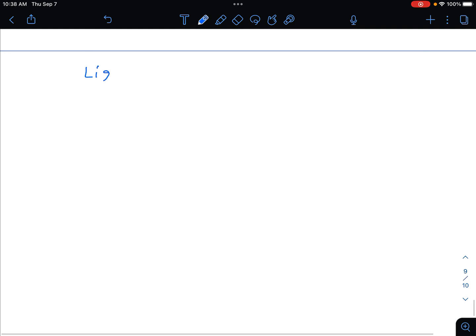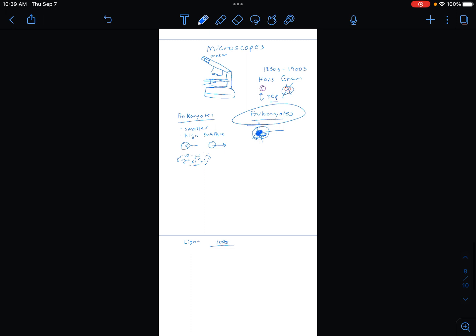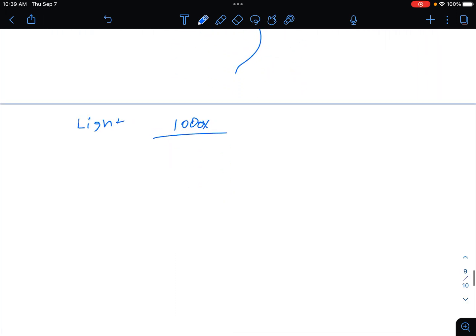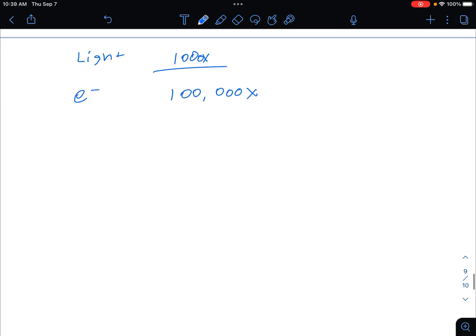Microscopes. In general, we're going to be talking about the light microscope. That will go up to 1,000 times magnification. That's the one we drew here earlier in this little art project. That one, that's a light microscope. We also have the electron microscope. It's even more powerful. This goes to 100,000 times.